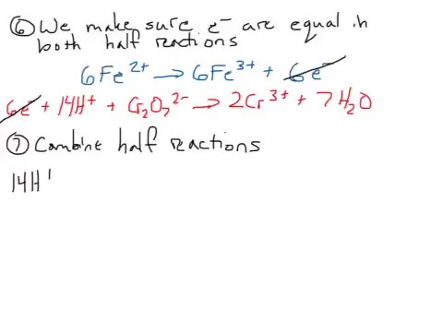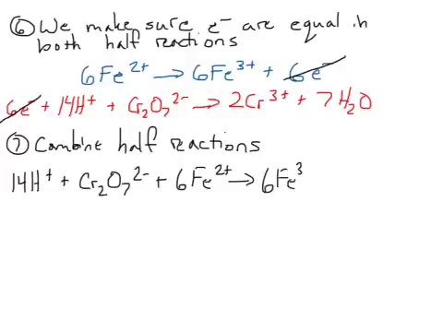14 H+ plus our dichromate plus 6 iron ions goes to 6 Fe3+ plus our 2 chromiums plus our 7 waters. Run out of space there. So there's our nice, neat, fully balanced chemical reaction in an acidic solution.